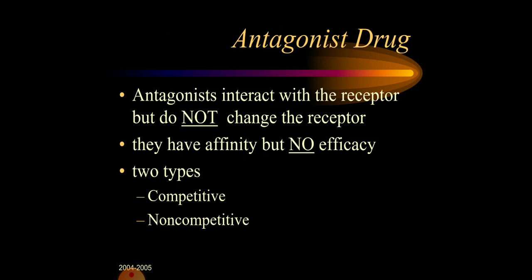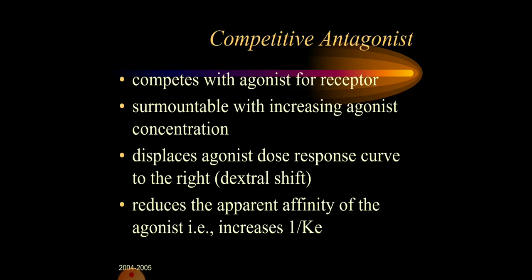Antagonists interact with the receptor but do not change the receptor. They have affinity but no efficacy. Usually they are of two types. The pharmacological antagonists. There are different types of antagonists that we will discuss again later. Pharmacological antagonists usually are of two types, competitive and non-competitive. The competitive antagonists compete with agonists for receptor. They are surmountable with increasing agonist concentration, displace agonist dose response curve to the right, so it's a right-sided parallel shifting of the curve, and reduce the apparent affinity of the agonist.